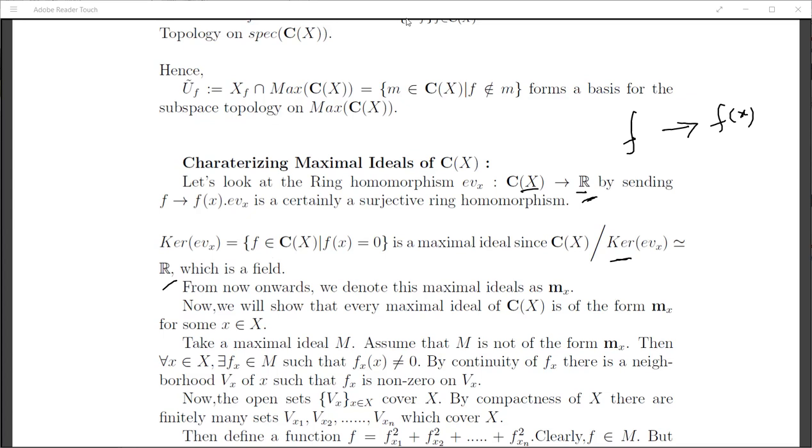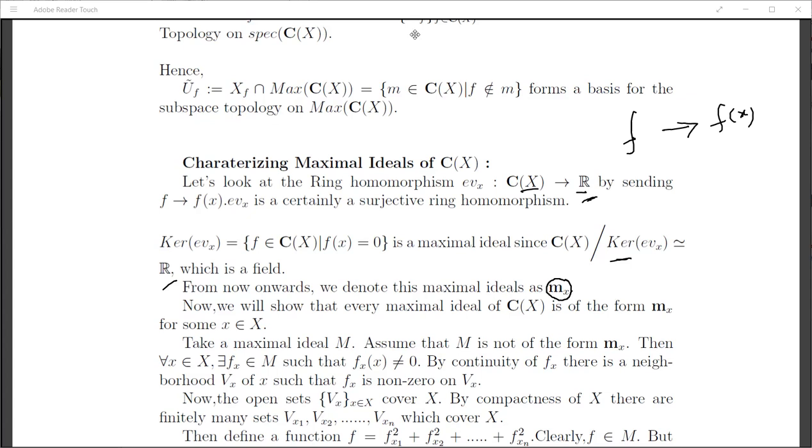Now this is the easy part. Now the converse is interesting. Actually, we will show that any maximal ideal of the C(X) is of this form. So we denote this kind of maximal ideal by m_x. So m_x means the set of all functions which vanish at a fixed point. And we will show that all maximal ideals will be of this form. And that will precisely use the topological property of the space X.